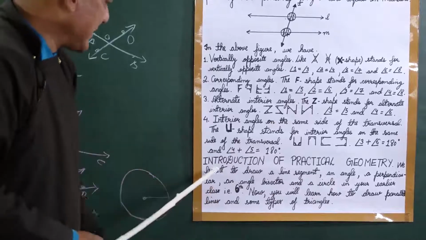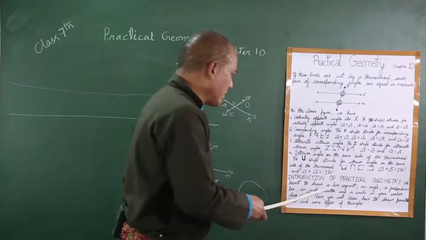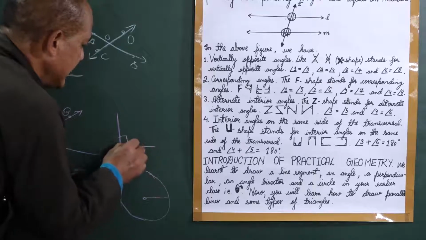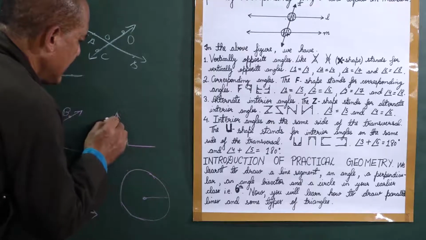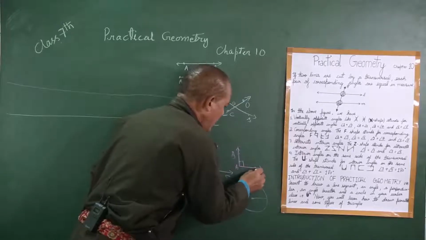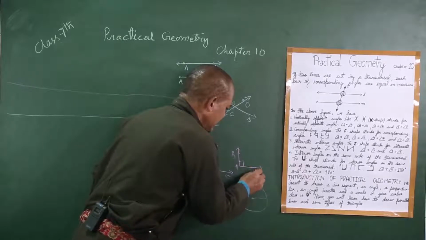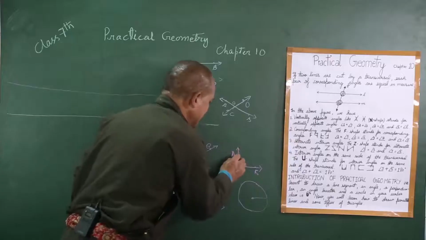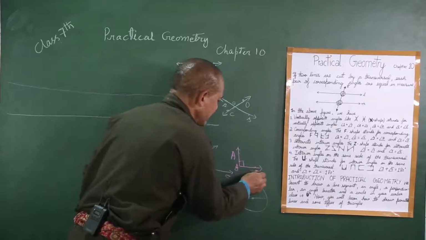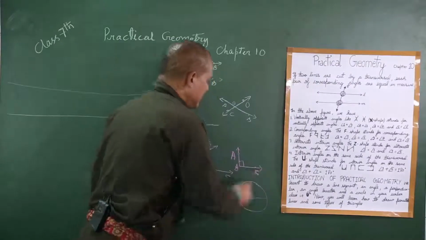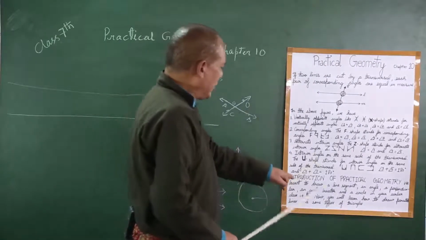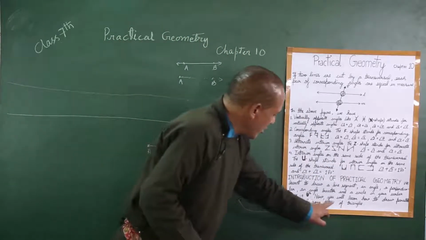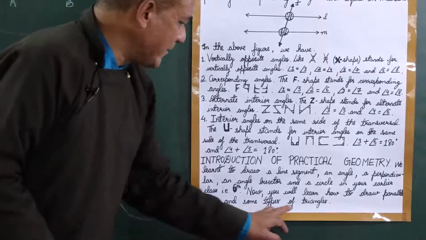Now, here it is explained like this. We try to draw a line segment and angle by the perpendicular. Perpendicular means like this, see, 90 degrees. All these things, A, B, C, whatever it is, or you can say A here, B here, and C here. So this is all what we explained to you while you were in class 6. Now you will learn how to draw parallel lines and some types of triangles.